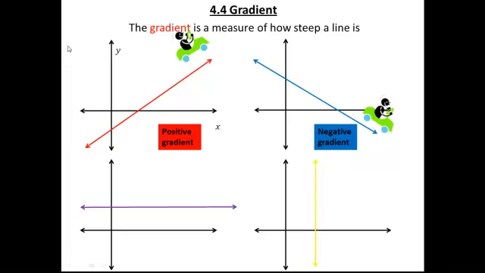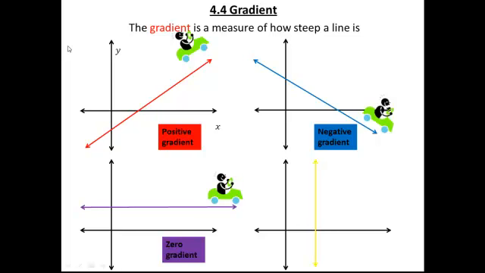All right, the purple line there, if we start our car on the left and he goes for a drive, he doesn't go up or down, he stays the same. So a horizontal line, something that's exactly horizontal, is going to have a 0 gradient. So we would say that the gradient is 0 in this case.